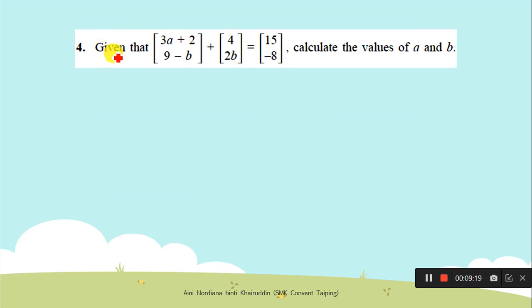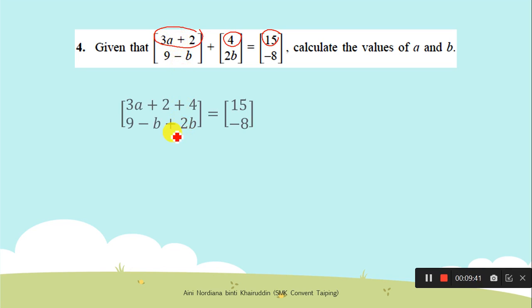Next, question number 4. Given that 3A plus this matrix plus this matrix equals to this matrix, calculate the value of A and B. So 3A plus 2 plus 4 is equals to 15. So that you can get the value of A. For the second row, 9 minus B plus 2B is equals to negative 8.